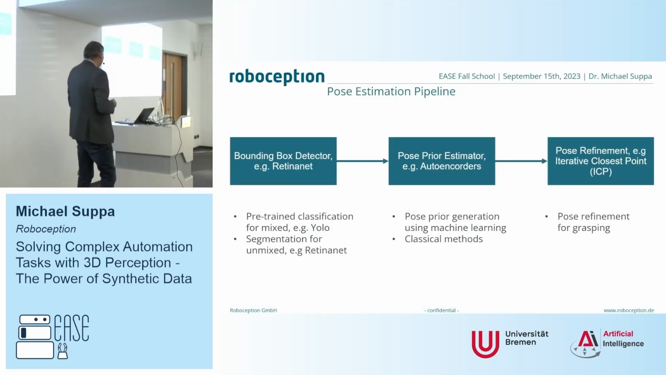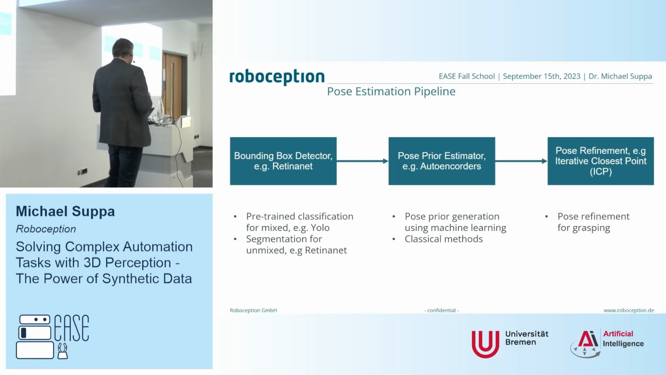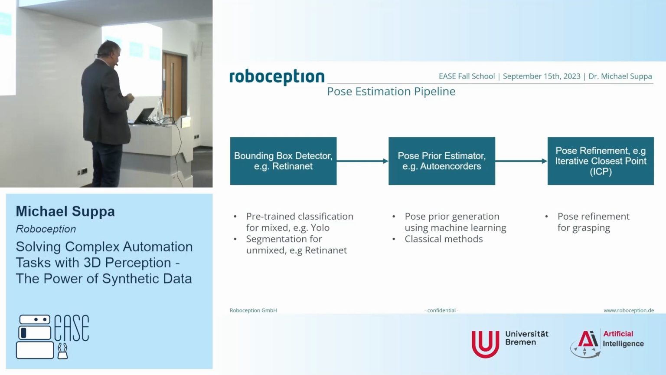So the question is, what do we do? Usually we do a two-step approach here. We have a bounding box detector, maybe RetinaNet. We're doing some pre-trained classification or segmentation for unmixed. So there's a different way how you can do this first step. The second step is usually a pose prior estimator, using autoencoders, different things, so bounding box, pose prior, or classical methods.